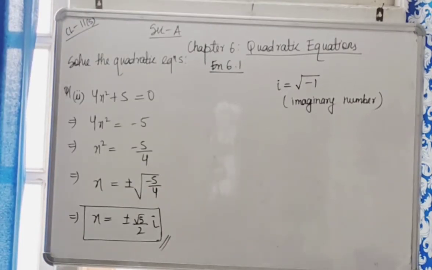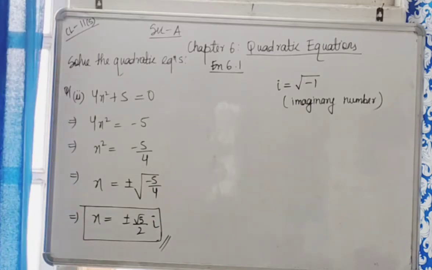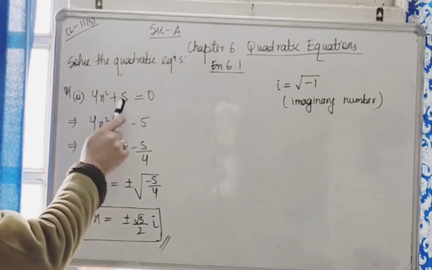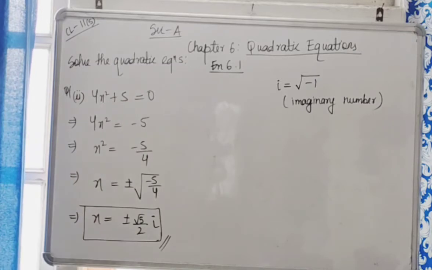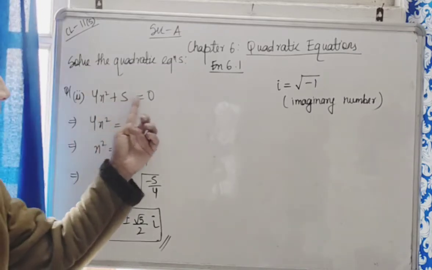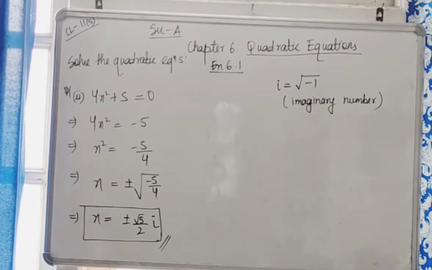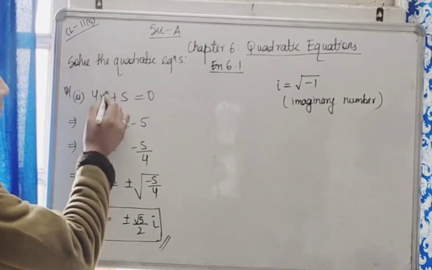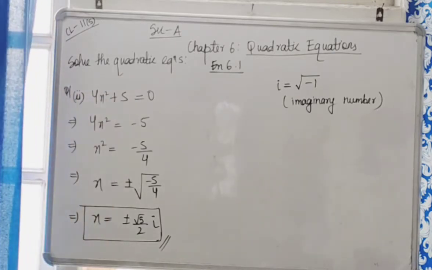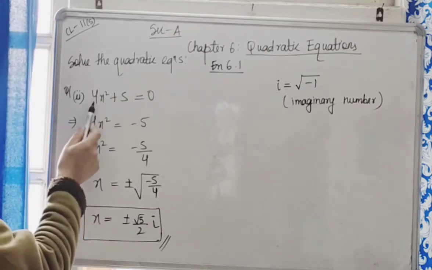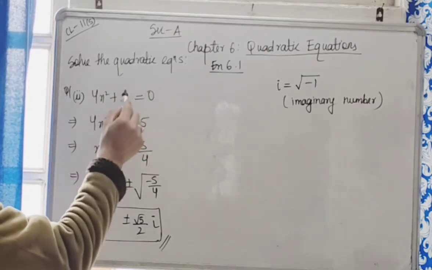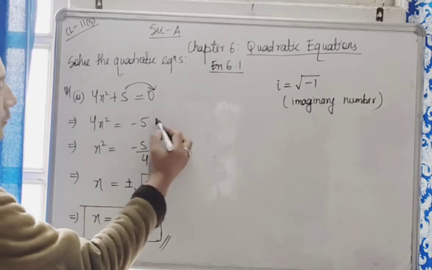Alright, let's proceed with the next sum, question number 1, part 2. The question is 4x square plus 5 equals 0. Let us identify whether it's quadratic or not. Yes, it is quadratic because the power of x is 2. How to solve? 4x square is equal to minus 5. I hope you are clear with the first step.